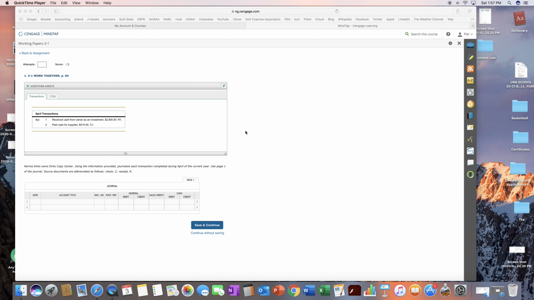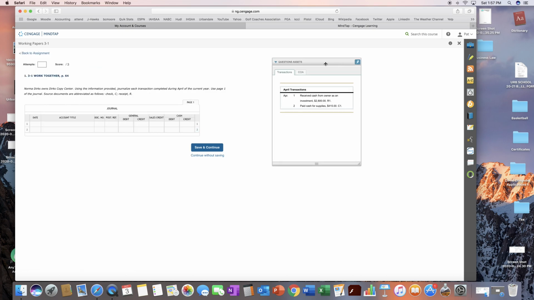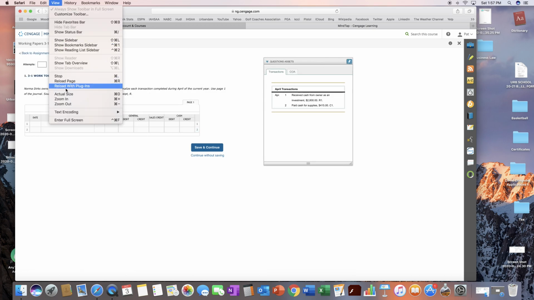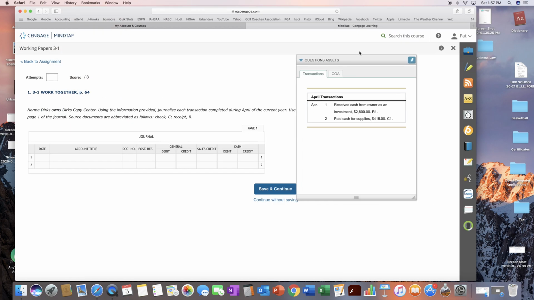All right, so this is the Work Together for 3-1. Again, I'm hitting this little pin guy so I can move this around a little bit. Zoom in so you guys can see it a little bit better. And anyway, there are only 2 transactions in this section if you looked at the notes.